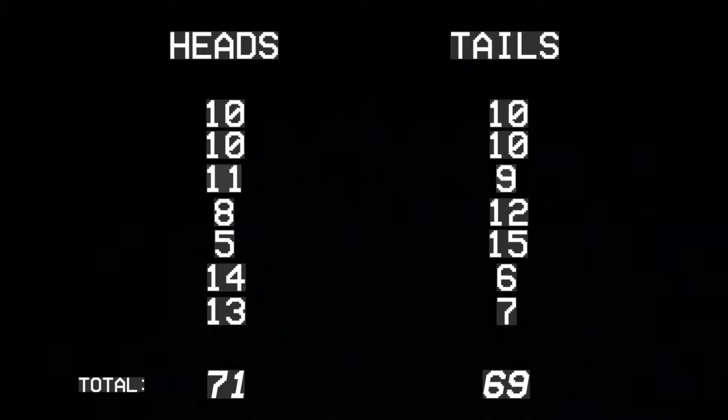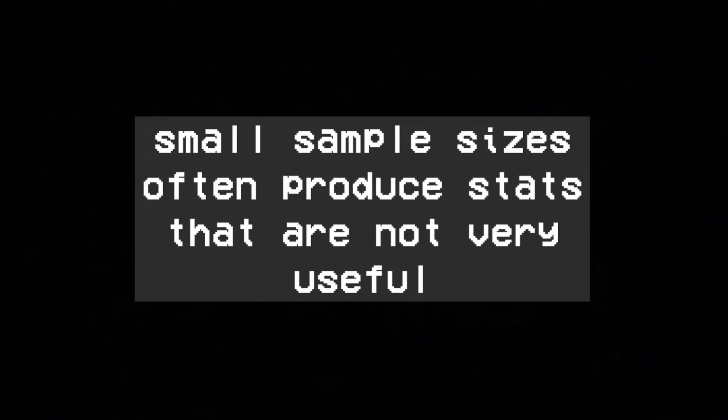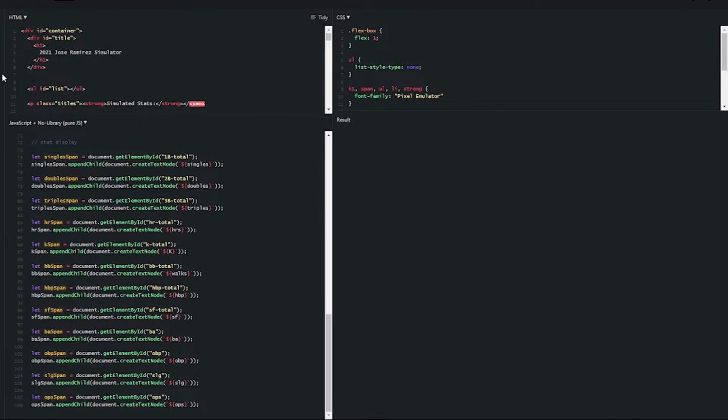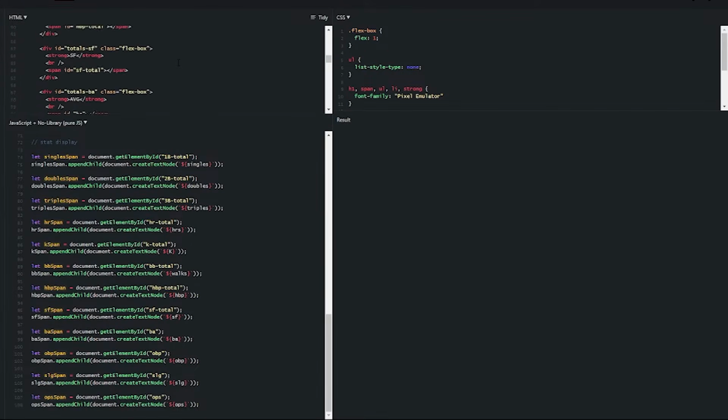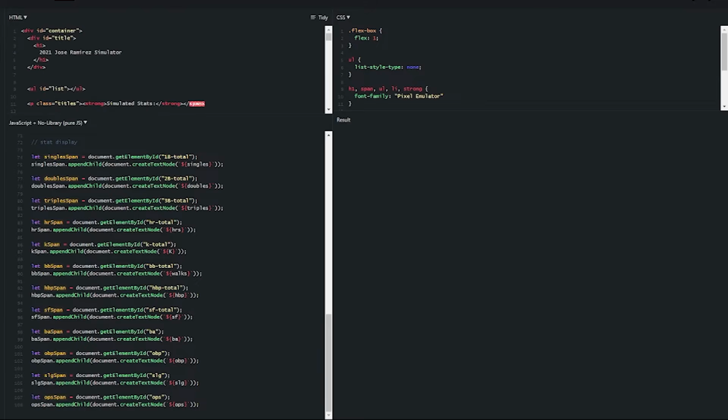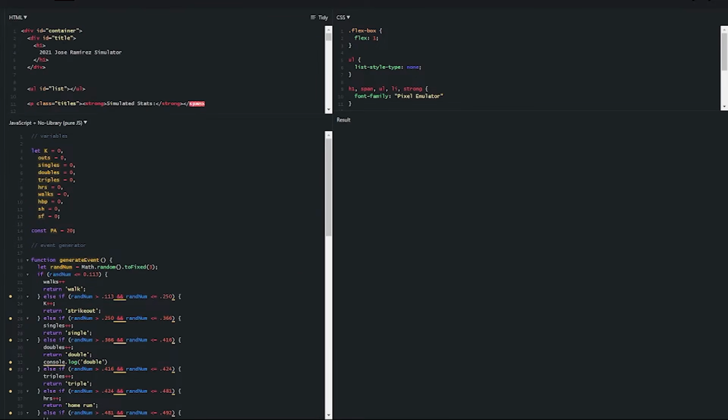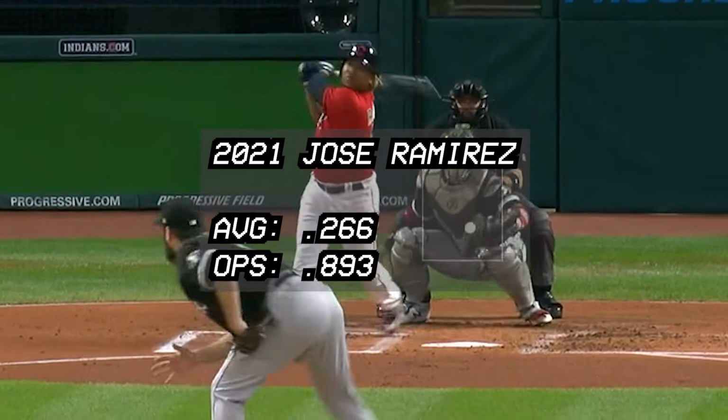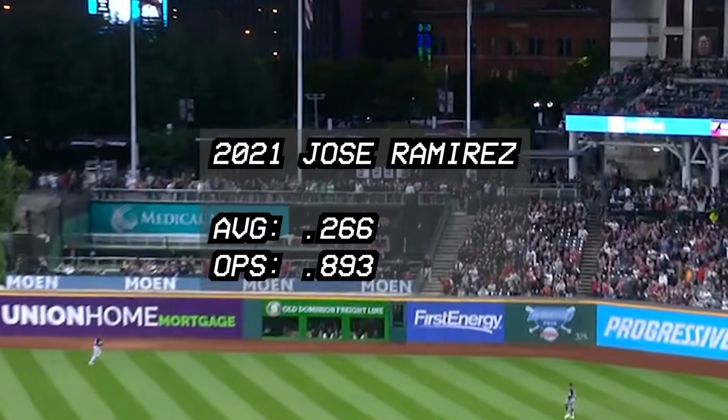Baseball stats are the same way. Small sample sizes often produce statistics that are not very useful and that are not indicative of how a player is actually performing in a given season or across a given amount of time. To illustrate this, I created a computer program that more or less simulates the offensive production of 2021 Jose Ramirez. And in 2021, Jose Ramirez had a batting average of .266 and an OPS of about .900.